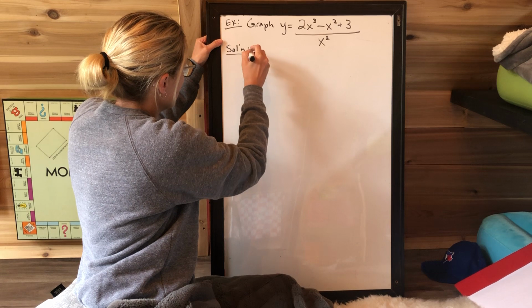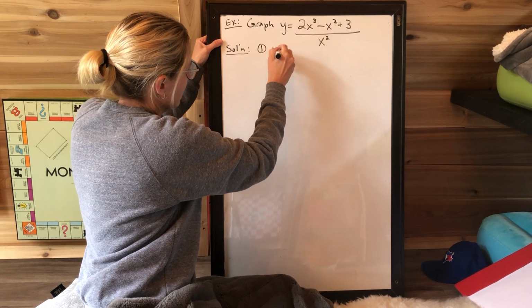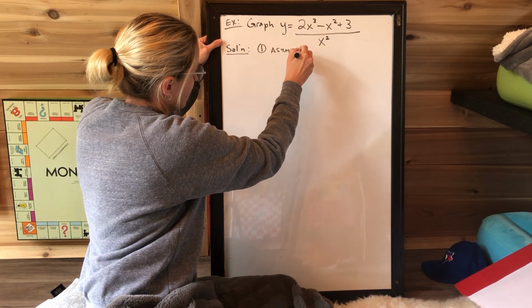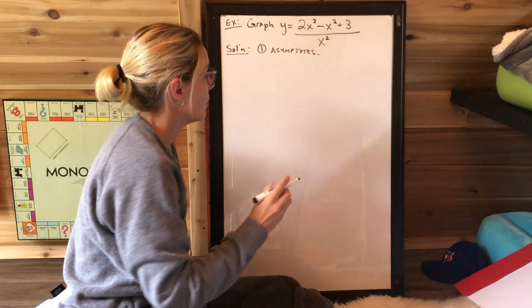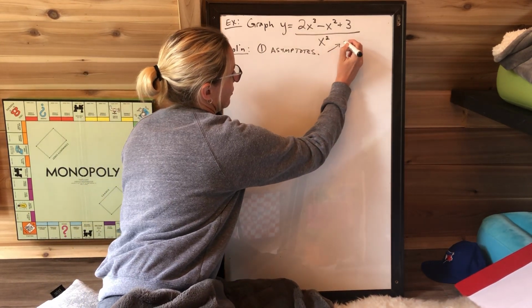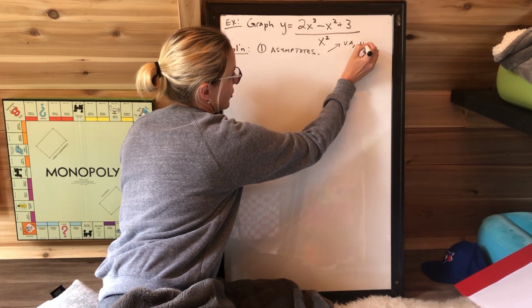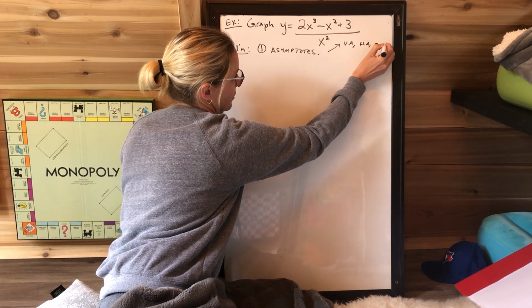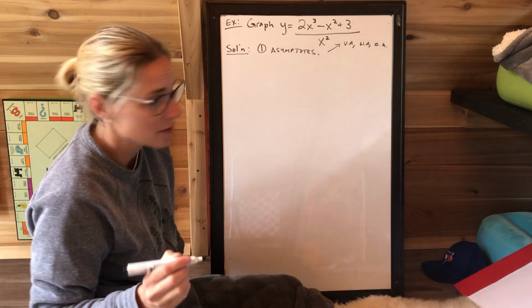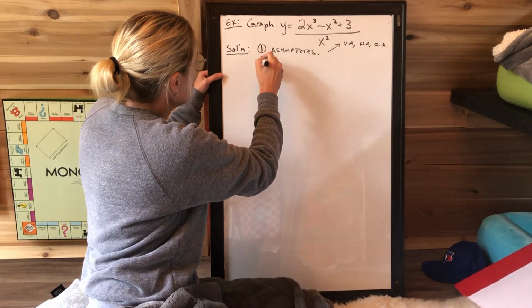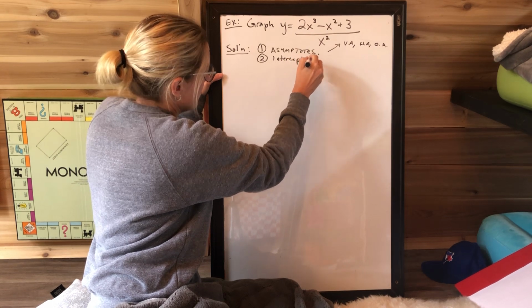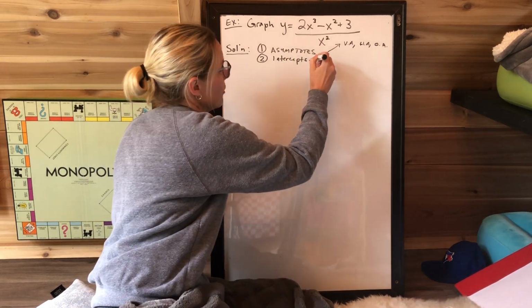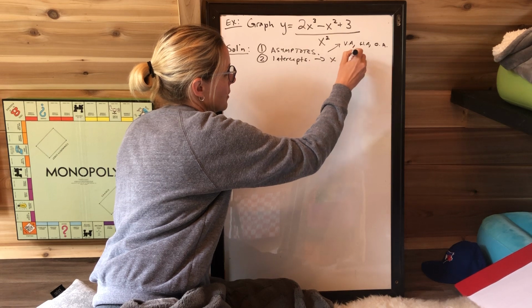It's going to be set up like this. 1, find the asymptotes, and I mean all of them. So you're going to find vertical asymptotes, horizontal asymptotes, oblique asymptotes, if they exist. They don't all exist in all situations. 2, you're going to find the intercepts, both x and y if they exist.